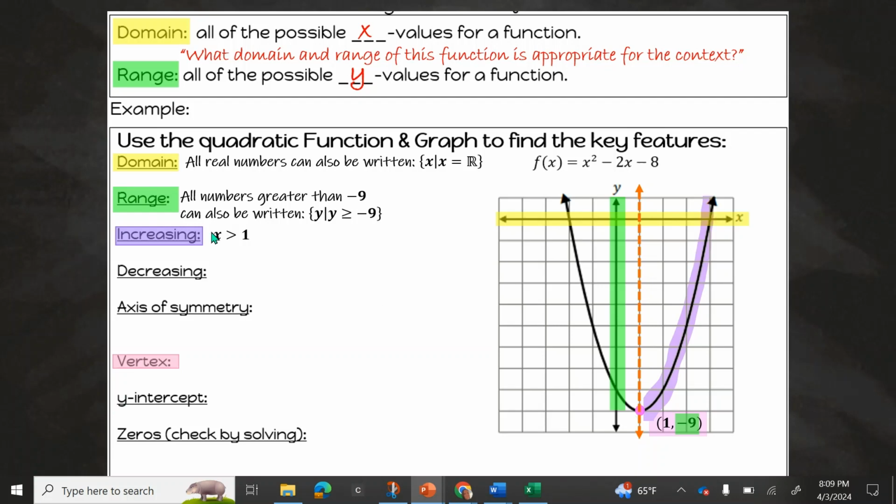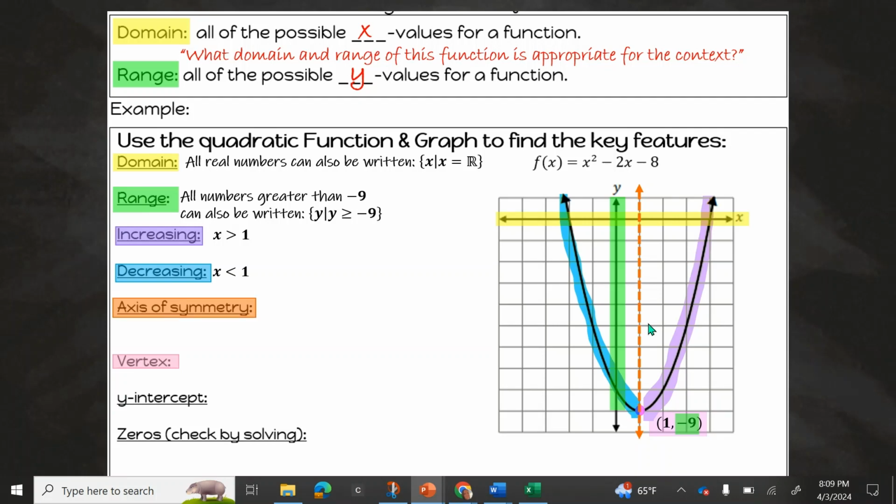So this would be x is greater than 1. Again, we're going to relate it to our x value of our vertex. The function is decreasing from left to right on this side of the parabola. So that is when x is less than 1. Then we have our axis of symmetry.